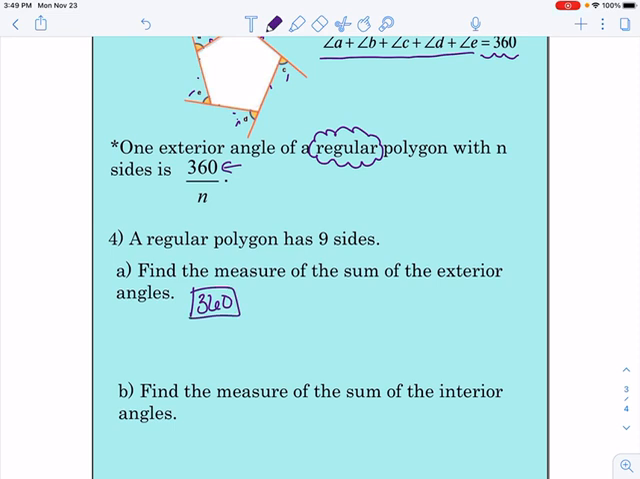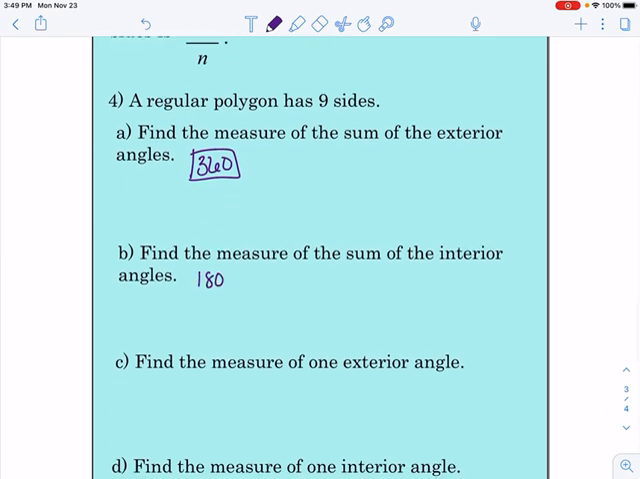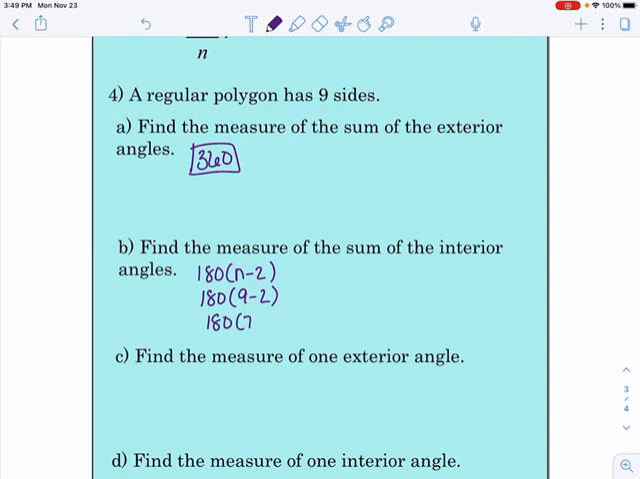Now I want to find the measure of the sum of the interior angles. Again, we go back to 180 times n minus 2. Dealing with a 9-sided figure, n is 9. So I'll have 180 times 9 minus 2. 9 minus 2 is 7, and 180 times 7 gives me an answer of 1,260.